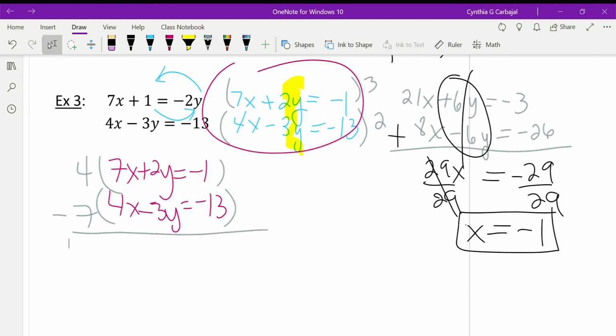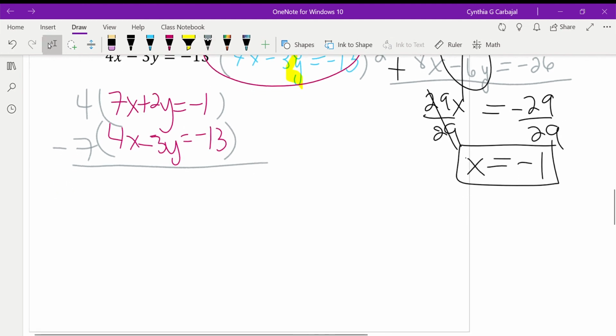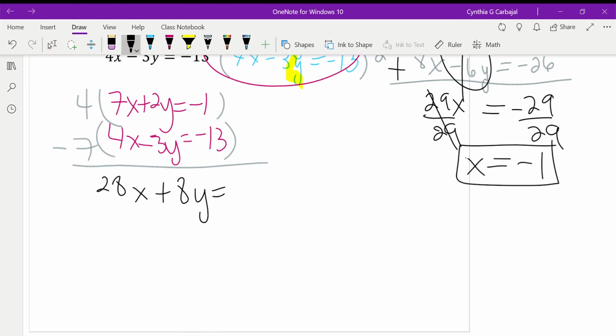Alright, so how's that going to change my equations here? That's going to give me a 28x, 8y, and a negative 4. Then let's do negative 7 multiplied inside the second equation. So that'll give me a negative 28x, a positive 21, right? 7 times negative 3 will give me a positive 21. And then negative 7 times negative 13. So that's 91 positive, right?